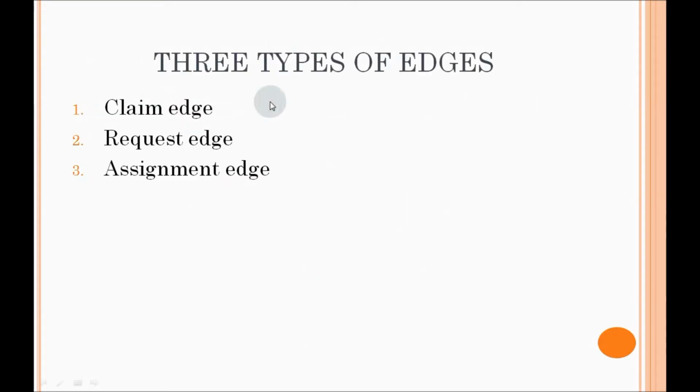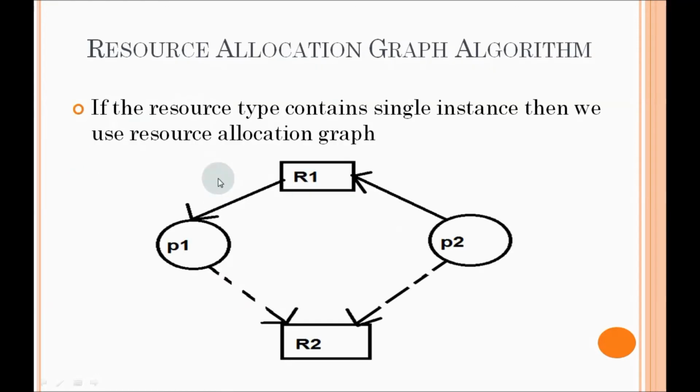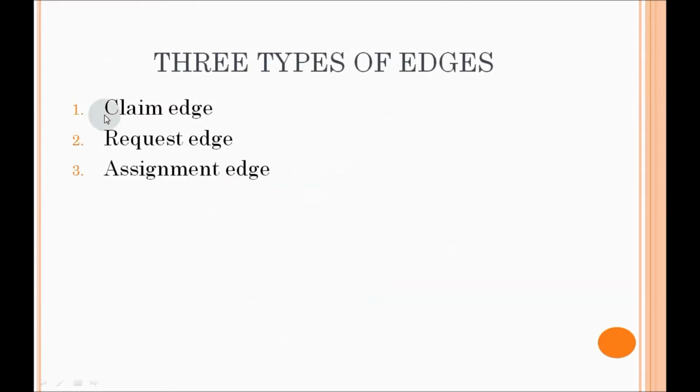Now you can see here. So here I am going to use 3 types of edges. So claim edge, request edge, assignment edge. Right? So you can see here. I have used different types of edges in this diagram here. So what are those edges? Claim edge, request edge, assignment edge. Now I will take up each edge and I will explain.